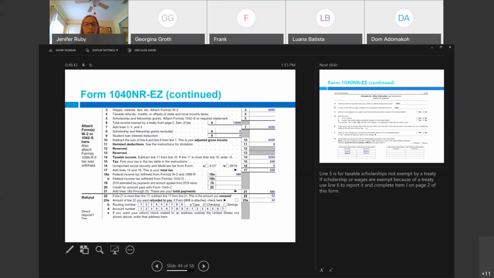So if you had any scholarship or fellowship grants that were excluded, or student loan interest deduction, and whether you can apply for them or not, you would need to carefully review the 1040 NREZ instruction packet, and they will give you the description of determining what each of these lines mean. So never just use the form by itself. You need to refer to the instructions packet. And we'll talk at the end about resources for filling this out.